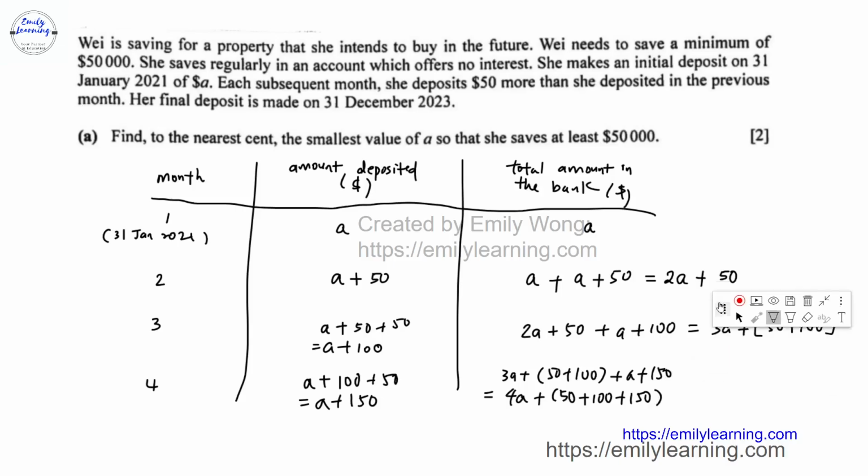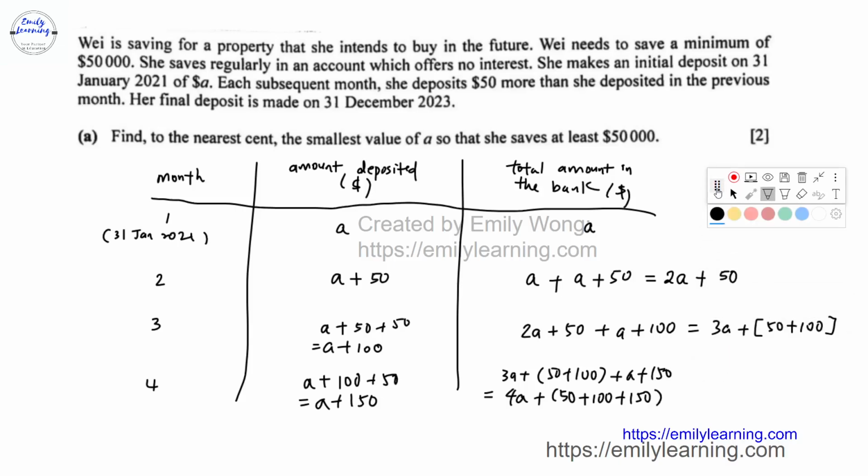If we follow this pattern, you know that by the 12th month, which will be 31st December, she would have saved... If you look at the first month, it is A. Second month, you have 2A plus 50. Third month, you have 3A plus 50 plus 100. Fourth month, you have 4A plus 50 plus 100 plus 150.